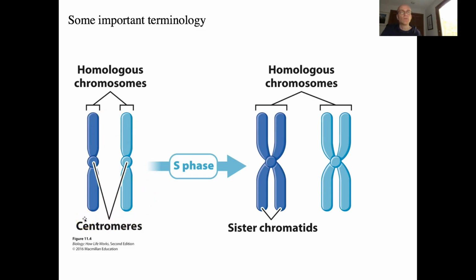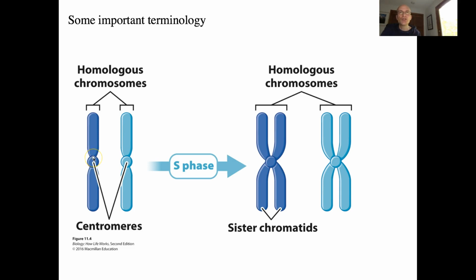Let's say this is chromosome 1. Therefore, they are homologous chromosomes to each other. Homologous chromosomes have a middle point and they have arms. Sometimes the middle point is not really in the middle, but the middle point is called the centromere, regardless of whether it's exactly in the middle or not.